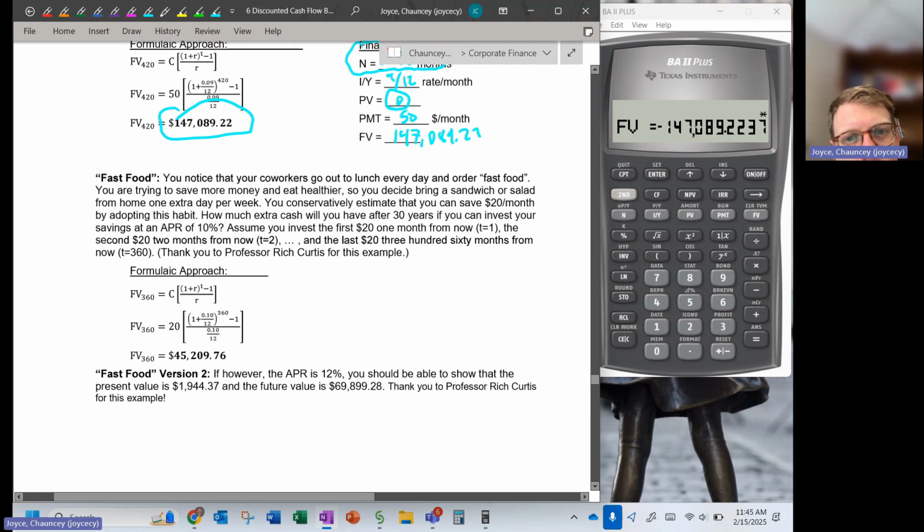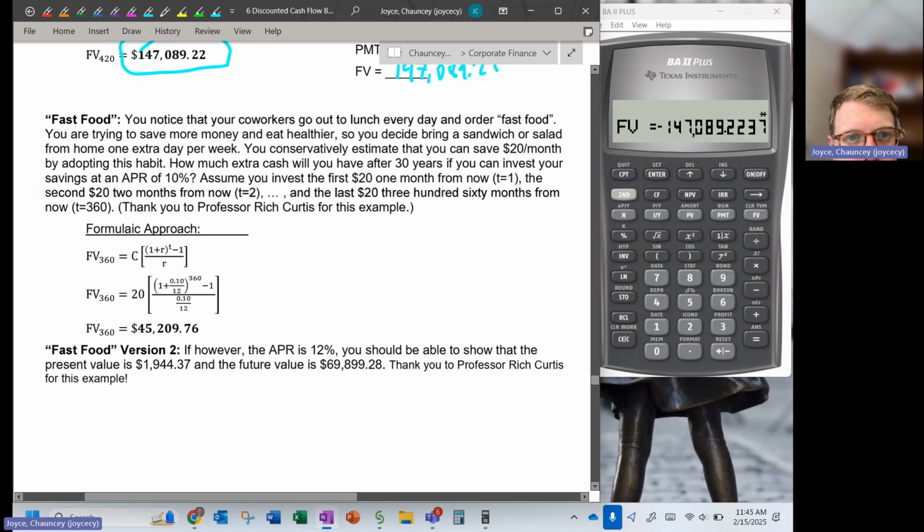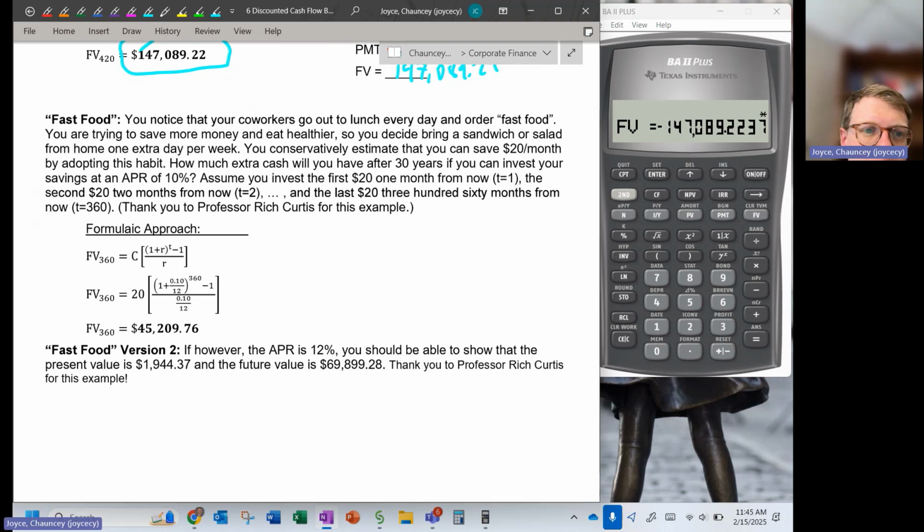Here's another example. You're welcome to read this. I like this choice, as my finance professor showed us this one when I was an undergrad. He said, you notice your coworkers go out to lunch every day and order fast food. You're trying to save more money and eat healthier, so you decide to bring a sandwich or a salad from home 1 extra day per week. You conservatively estimate you can save $20 per month by adopting this habit. How much extra cash will you have after 30 years if you can invest your savings at an APR of 10%?